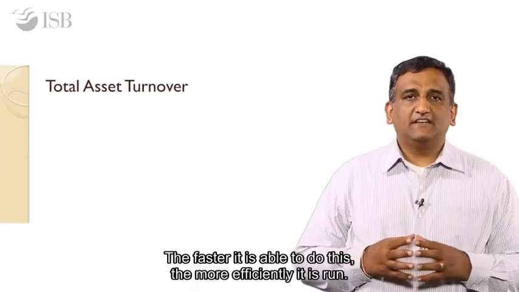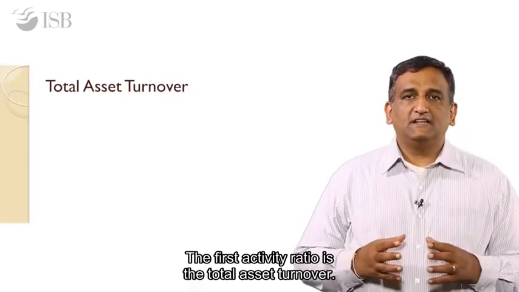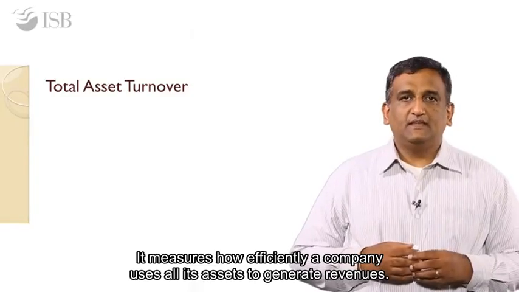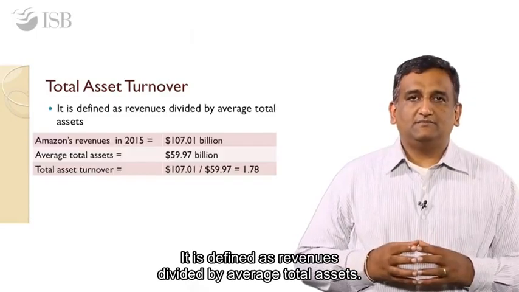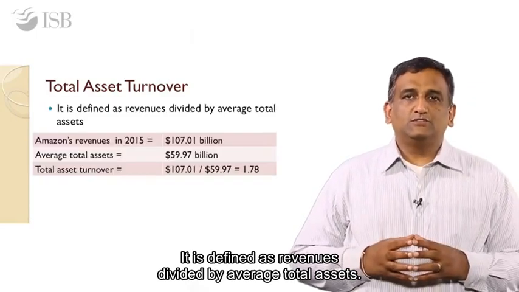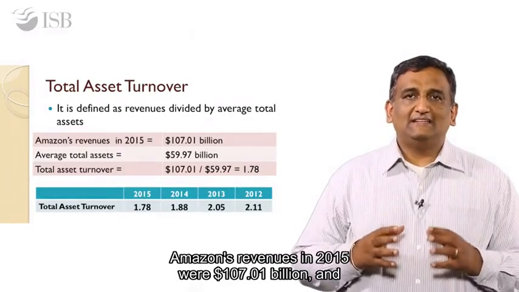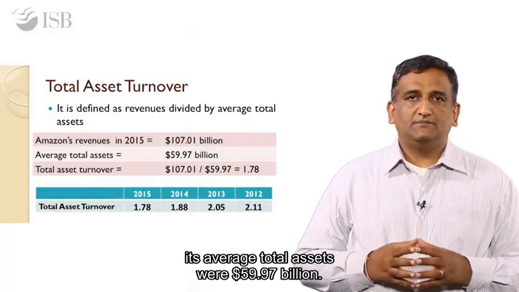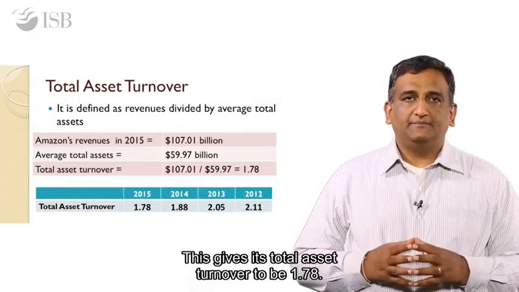The first activity ratio is the total asset turnover. It measures how efficiently a company uses all its assets to generate revenues. It is defined as revenues divided by average total assets. Amazon's revenues in 2015 were $107.01 billion and its average total assets were $59.97 billion. This gives its total asset turnover to be 1.78.